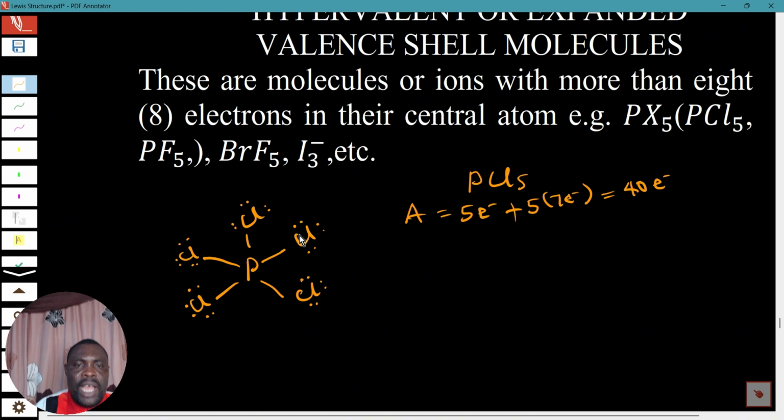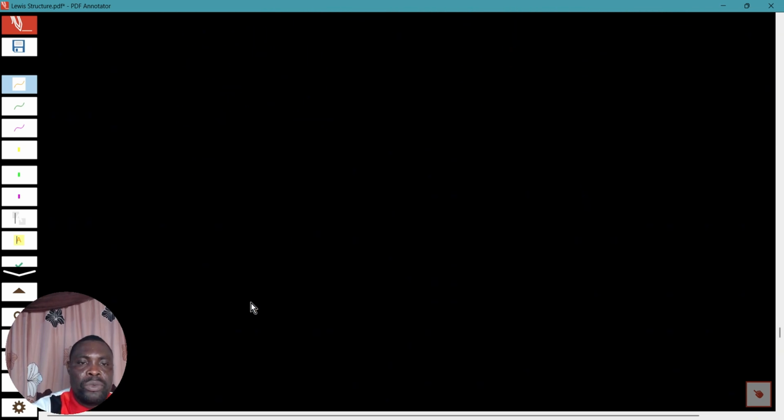Each of the chlorine atoms has 8 electrons, making 40 electrons altogether. But look at the phosphorus, which is the central atom, we have how many bond pairs? 5 bond pairs around the phosphorus. Now 5 bond pairs, each of the bond pairs is made up of 2 electrons. So 5 bond pairs will give me 10 electrons. So the phosphorus atom here has more than 8 electrons. So this molecule is an expanded valence shell molecule.